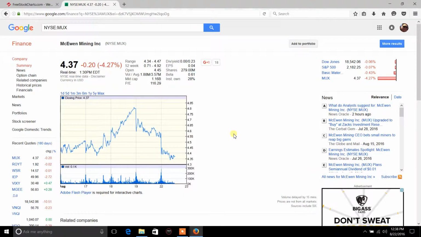Alright guys, here we are. I'm looking at Google Finance right now, and I've got another tool that I use called freestockcharts.com that I've pulled up. We're looking at McEwen Mining, which is a stock that I'm looking at trading here soon. And the reason why, again, is because I'm placing a bet against central banks and their monetary policy for money printing. The more money they print, the more the value of the dollar is going to go down, and real assets like gold and silver are going to go up.